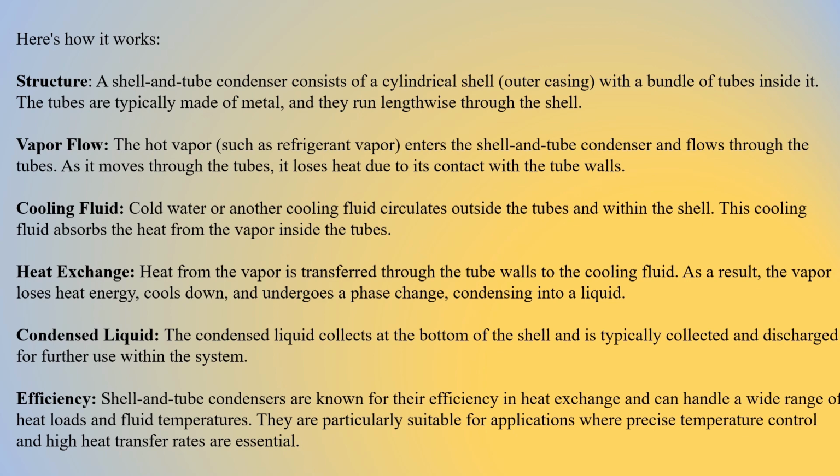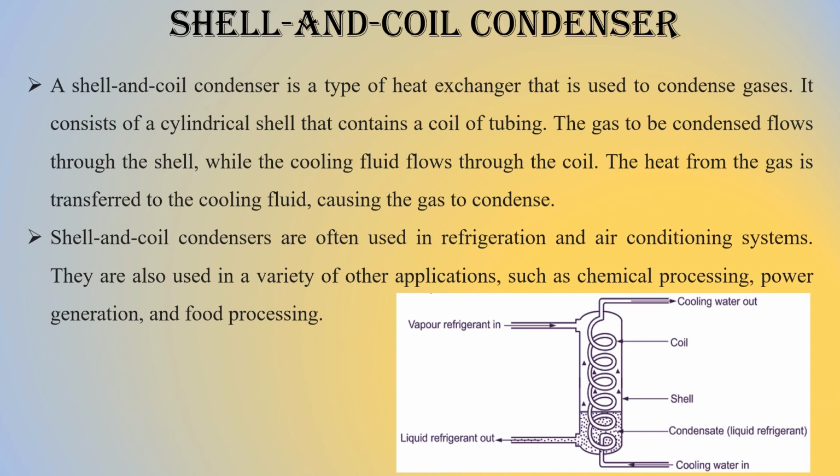So we will move on to the next part, that is the shell and coil condenser. A shell and coil condenser is a type of heat exchanger that is used to condense gases. It consists of a cylindrical shell, that is this one. This is the shell, and it contains a coil of tubing. This is a tube. The gas to be condensed flows through the shell while the cooling fluid flows through the coil.